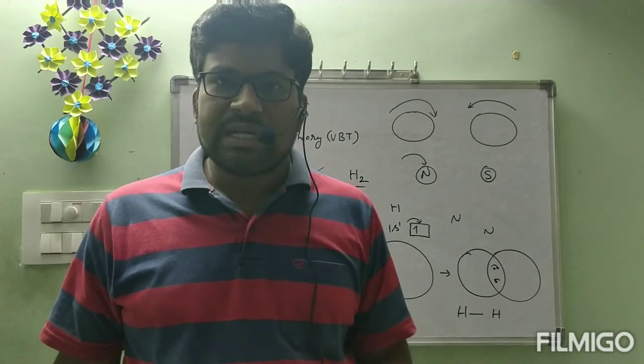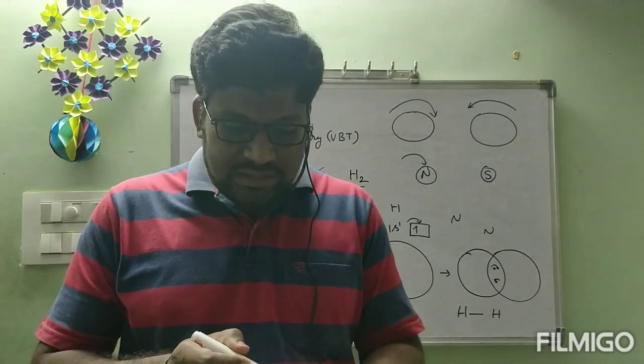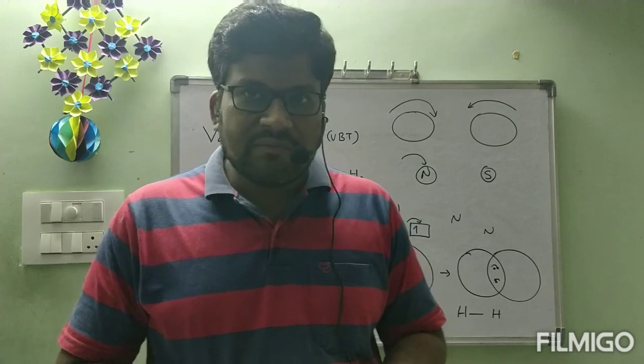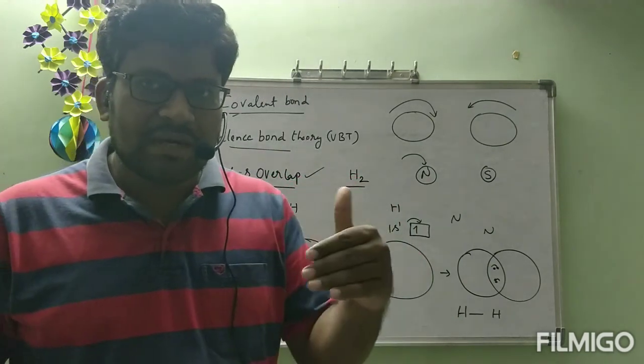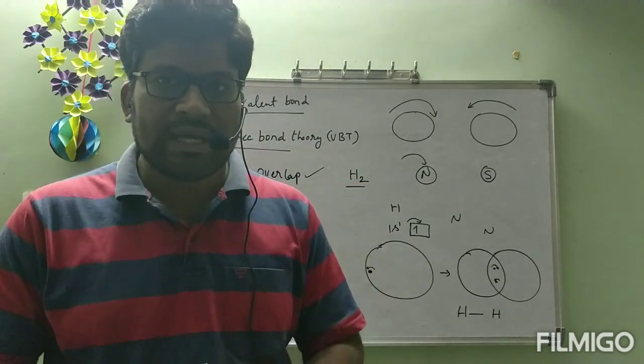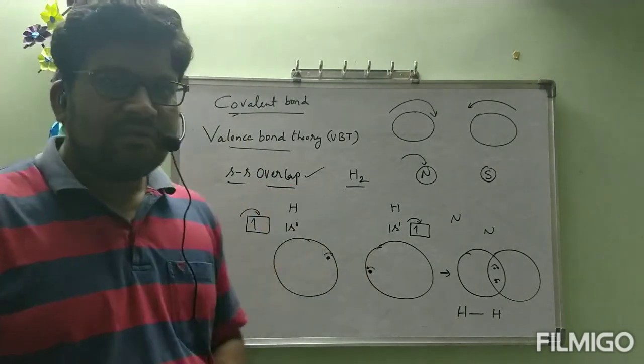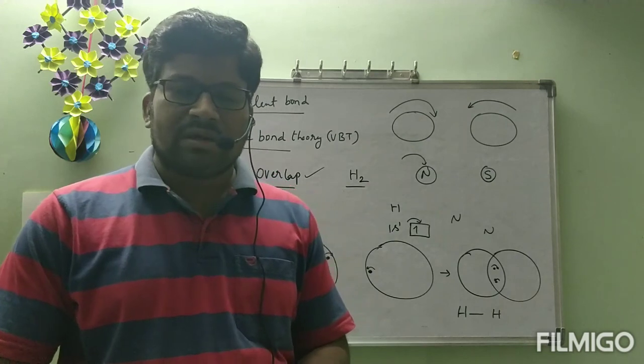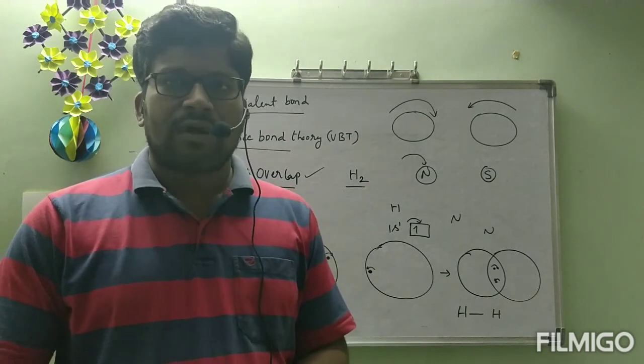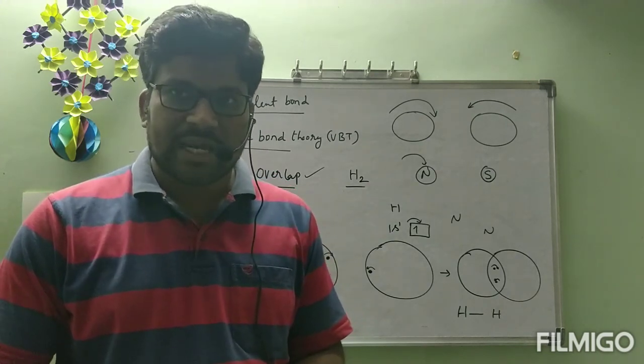That is about today's class. I hope you understood this class today. Even if you have a little bit of confusion, with the next overlappings, SP and PP overlappings, you will be clearer about this. But what about the overlap definition? The process of combination of atomic orbitals is called overlapping. That is the definition of overlapping.